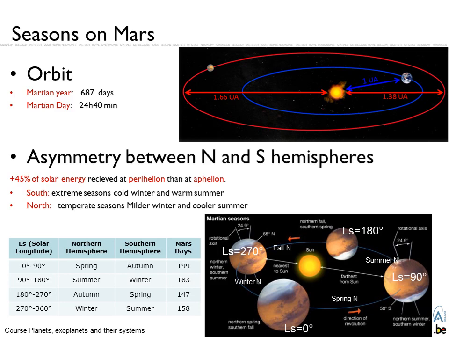As already mentioned, the orbit of Mars is highly elliptical, which explains the difference between the northern and southern hemispheres of the planet. In the south, extreme seasons are characterized by cold winter and warm summer, whereas in the north seasons are more temperate with milder winter and cooler summer. This figure here illustrates that on Mars we usually use the solar longitude, Ls, to express the passing of time on Mars.